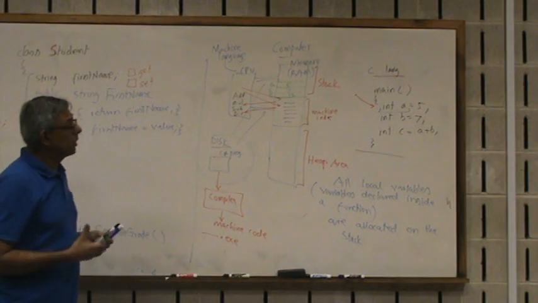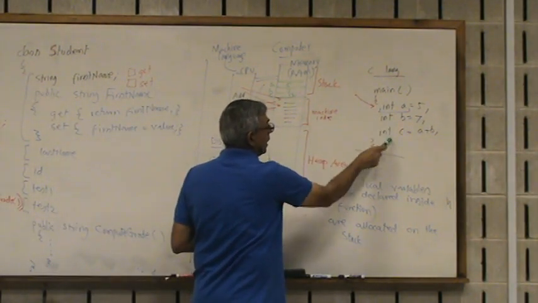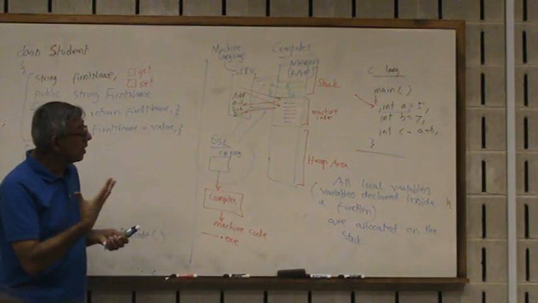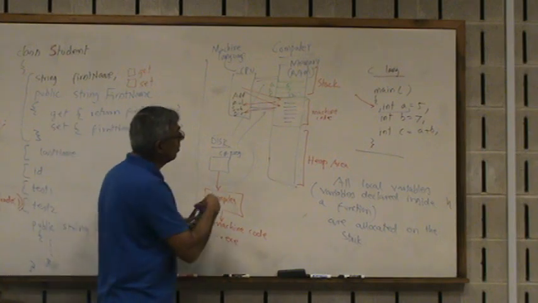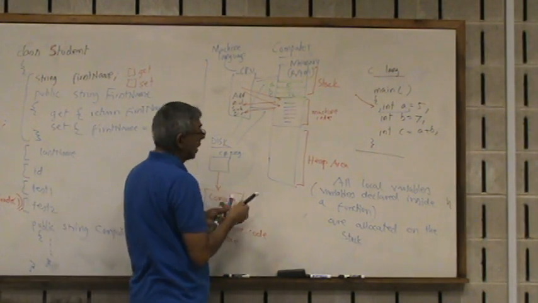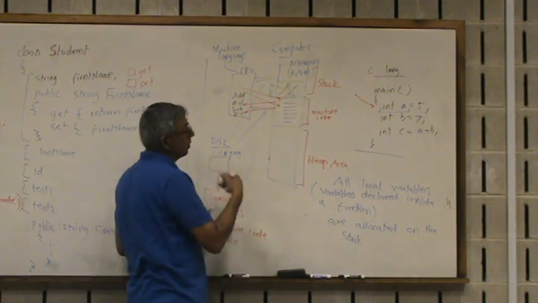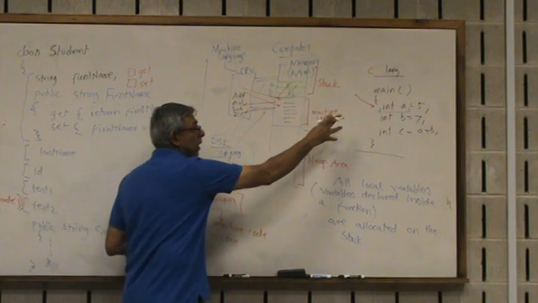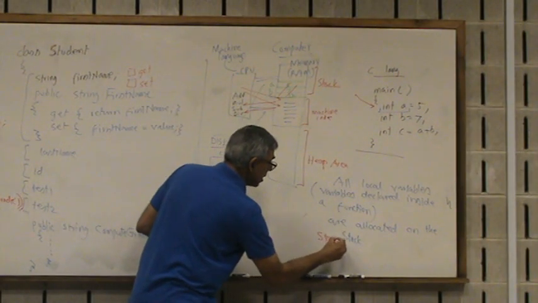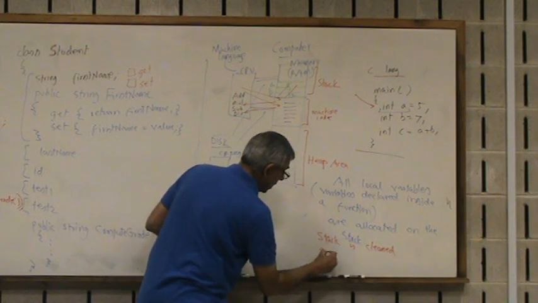So what happens to the stack area once the program ends? Do we need this memory? No. The machine code that was generated over here will automatically clean up the stack, meaning this will go away as soon as the function where these were declared ends. So the stack is cleaned automatically.